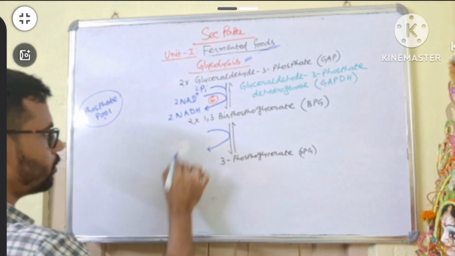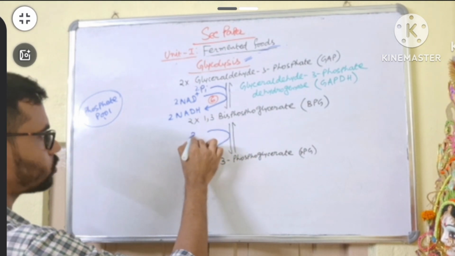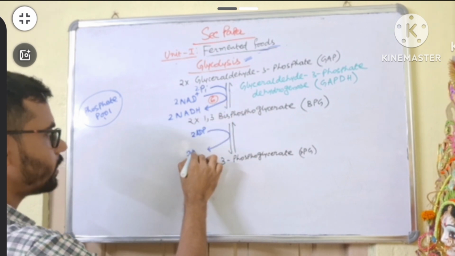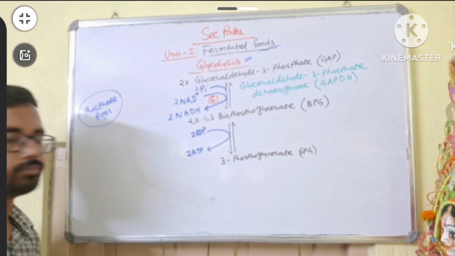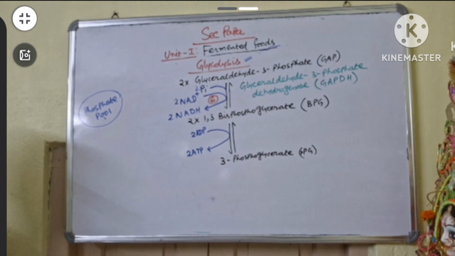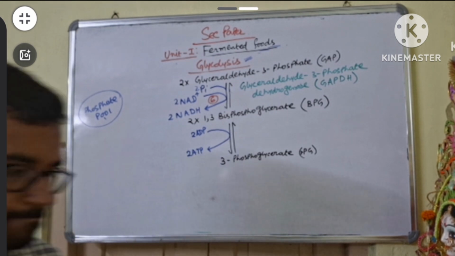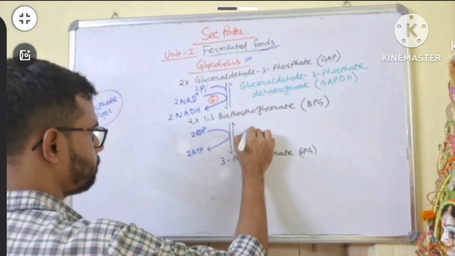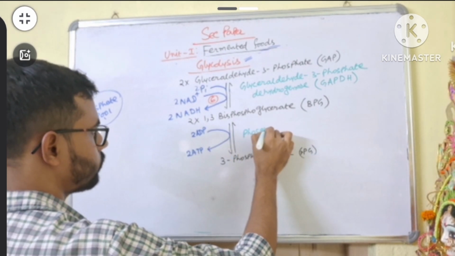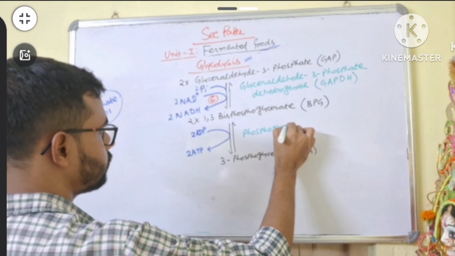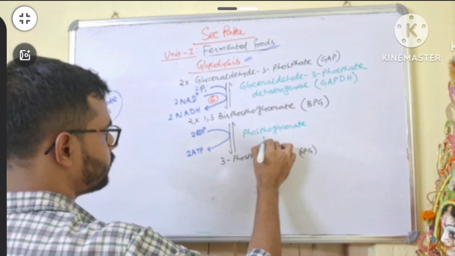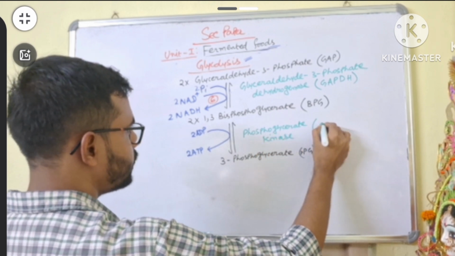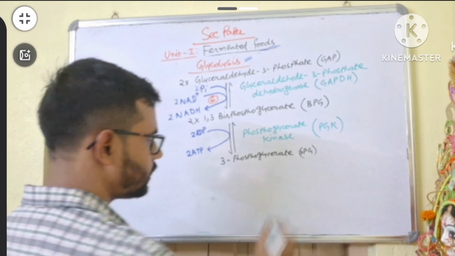How many molecules of ATP will be formed? 2. All are 2. That means 2 ADP are involved, 2 phosphates are released and 2 ATP are formed. The reaction is catalyzed by phosphoglycerate kinase, short name PGK.